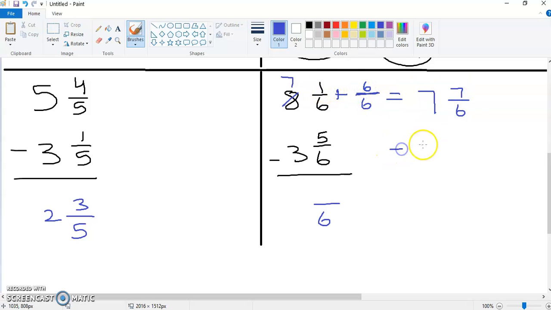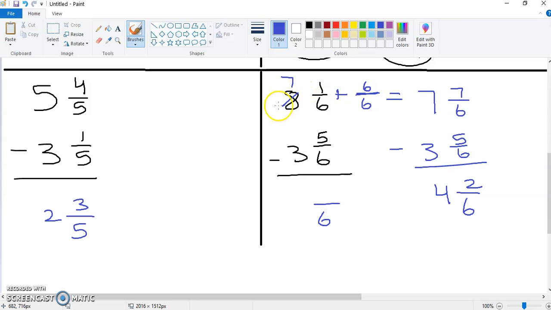And now I can subtract 3 and 5/6 because now my denominator still is 6, but now my numerator can subtract this numerator. That gives me 2. And my whole numbers can be subtracted, and that gives me 4. So 8 and 1/6 take away 3 and 5/6 is going to be 4 and 2/6. And how did we make that possible? We borrowed, just like we borrow with whole numbers.